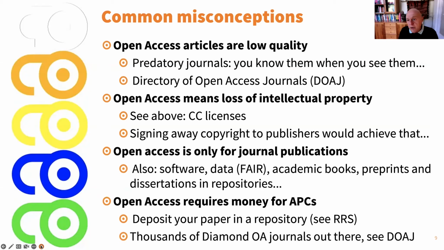And there are, of course, thousands of Diamond open access journals out there. You can look at those in DOAJ, the Directory of Open Access Journals, and the directory will even conveniently specify whether or not these journals ask for an article processing charge. So you can easily identify those journals there and see for yourself whether this is a journal where you would like to publish in an equitable way.